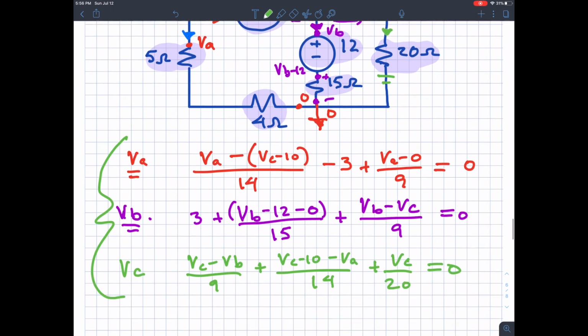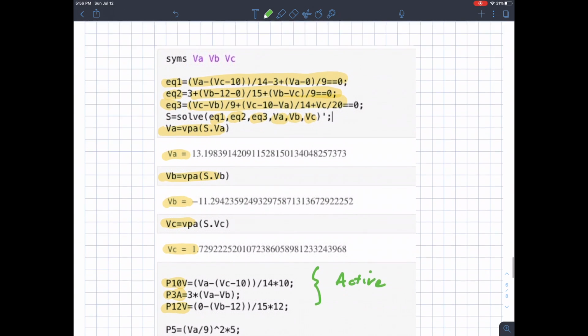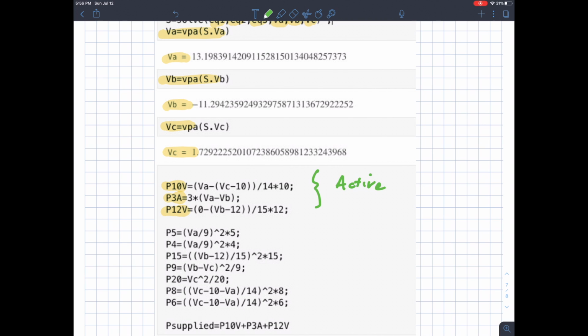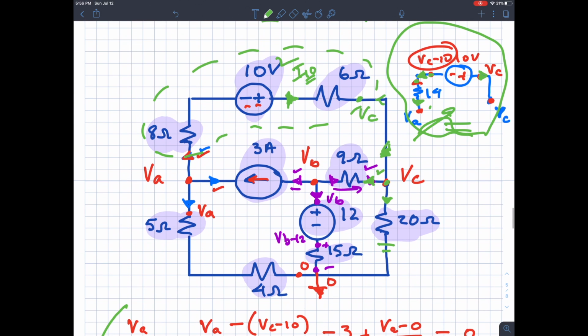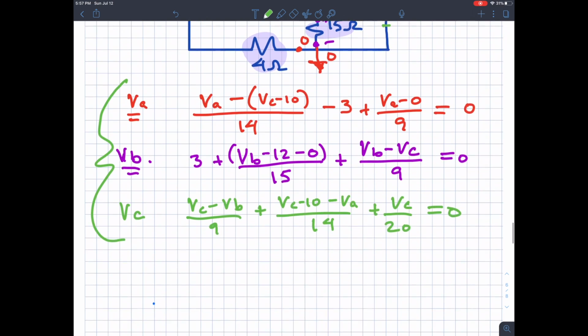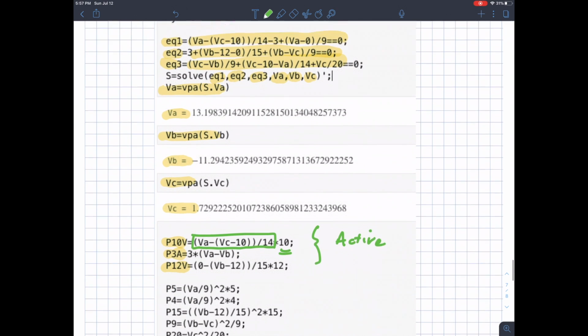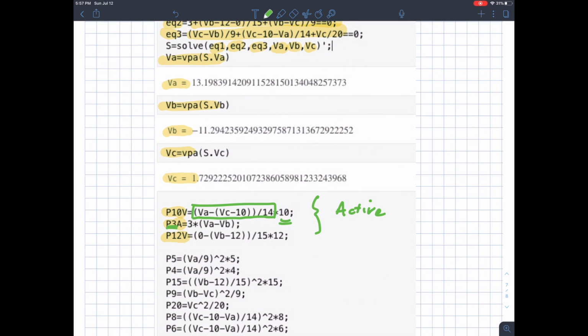Okay, so once you know that, you can plug that in here. All right, so that's what I have here, the current for the 10 volt source multiplied by 10. That gives me the power for that active source. Okay, same thing with the 3 amp source, right? If I want to know the power associated with the 3 amp source, I need to know the voltage across it times the current through it. Well, the current's 3 amps because it's a current source. So the voltage across it would be VA minus VB, with VA being plus because it's the active sign convention. Okay, so that's what I have there for the power for the 3 amp source.